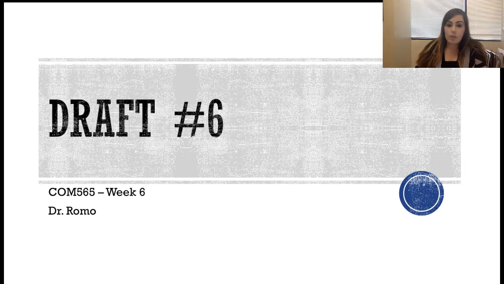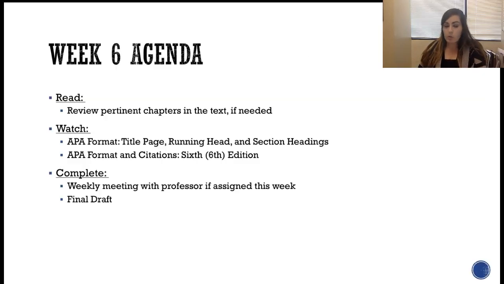This week we're looking at draft number 6, and there are a number of things required of us as we move through that. Our week 6 agenda tells us we're reading pertinent chapters in the text if needed. There is also an APA heading levels handout in the week 6 agenda on Blackboard. It's important for you to go through at this point to make sure your headers and all of those little fine-tuned things are up to par with where they need to be.